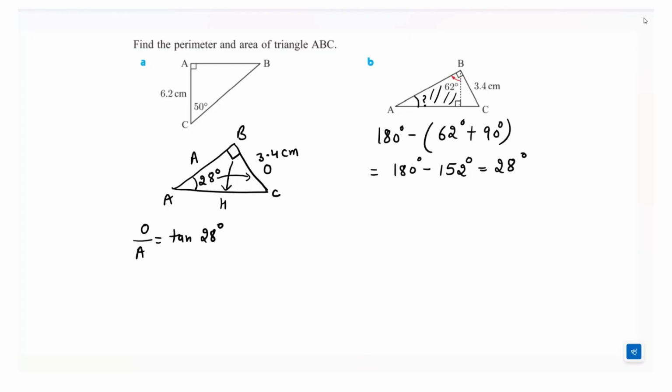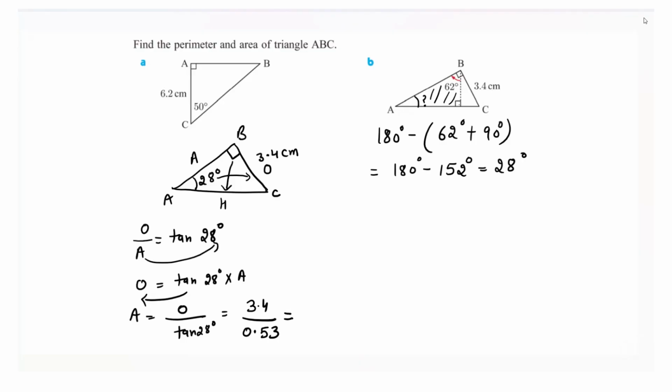If I need to find out the value of A, I will take this A to this side. We'll get O is equals to tan 28 degree into A. Now A will be equals to, this will come here, it would be O over tan 28 degree. Now we will put the values here. So the value of O is 3.4 and the value of tan 28 degrees equals to 0.53. Now, once we will calculate that, we have to divide 3.4 with 0.53, which is equals to 6.41, which is approximately equals to 6.4.